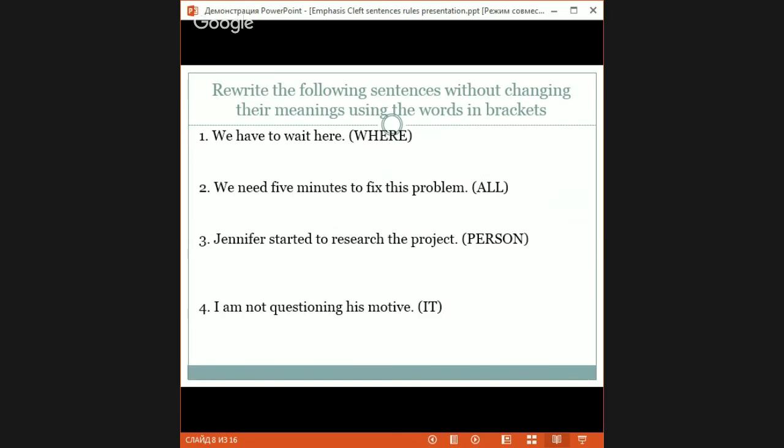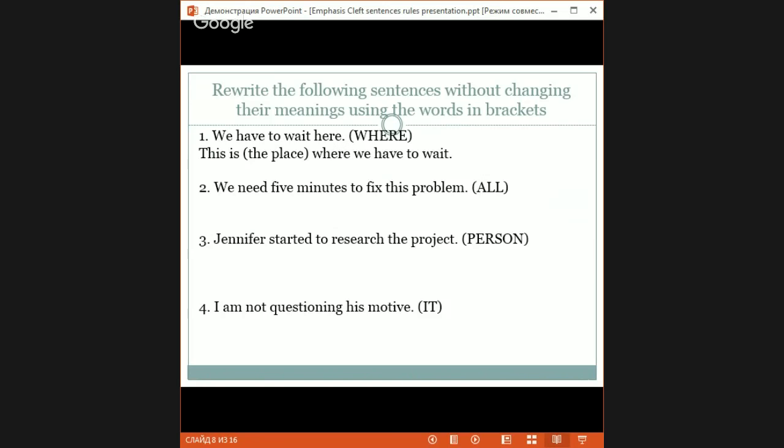All right, so you have here to rewrite the following sentences. I wrote in brackets the words that can help you to create the cleft sentences. I guess we will move on because we still have lots of slides to work on. So we have to wait here.